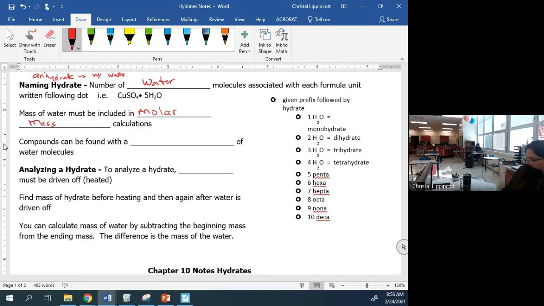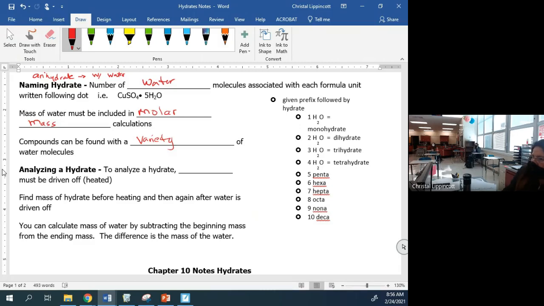And compounds can be found with a variety of water molecules. So some of them have 2, some of them have 7. Epsom salt, for example, it has 7. So if you've ever used Epsom salt, like to soak tired, sore muscles or anything like that, people will use it for a foot soak, that sort of thing. That has 7 water molecules with it.